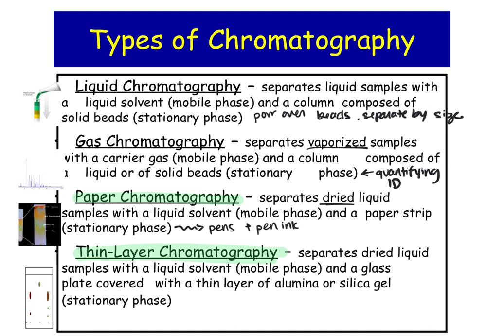Thin layer chromatography is very similar to paper chromatography. The difference is that you are putting your dried liquid sample onto what's called a silica gel plate. So this is going to be using a very thin layer of silica as opposed to paper. So a very similar concept, and you'll see what that looks like in a second.